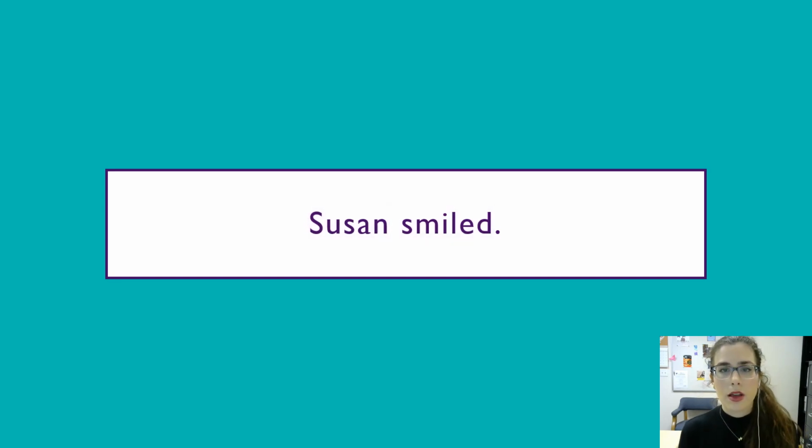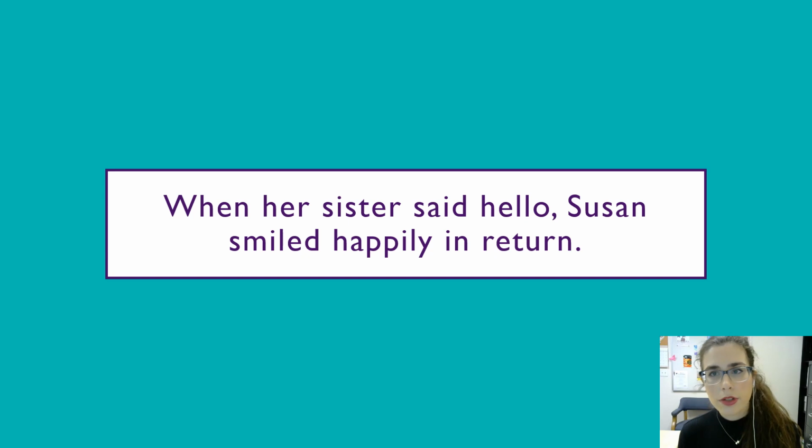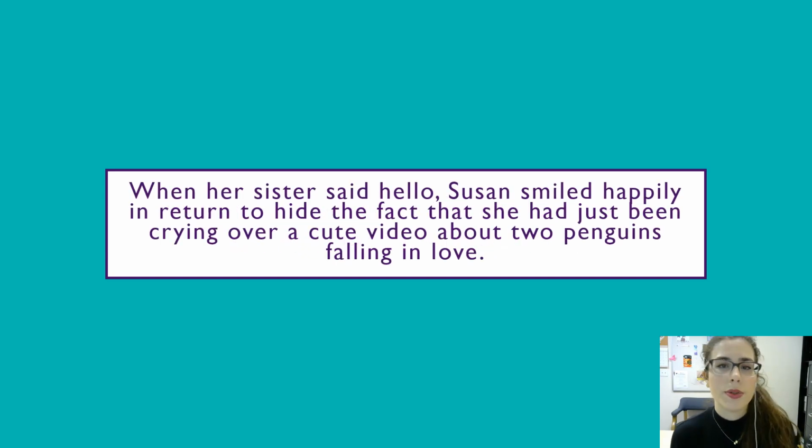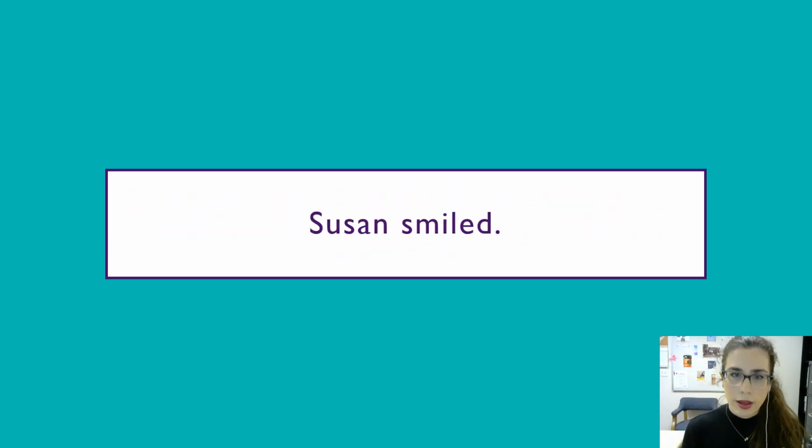I can make the sentence a lot more complicated by adding other details and elements if I want to. For example, I might say, Susan smiled happily, or when her sister said hello, Susan smiled happily in return, or when her sister said hello, Susan smiled happily in return, to hide the fact that she had just been crying over a cute video about 2 penguins falling in love, or any number of other more complex things. But no matter what I add, at the core, this sentence is still resting on the subject, verb, and complete thought of Susan smiled. This type of word grouping can also be referred to as an independent clause, and we'll talk more about that later. For now, though, let's go back to fragments.